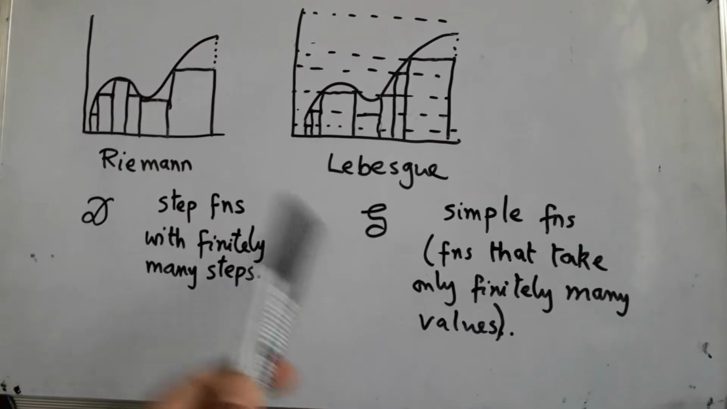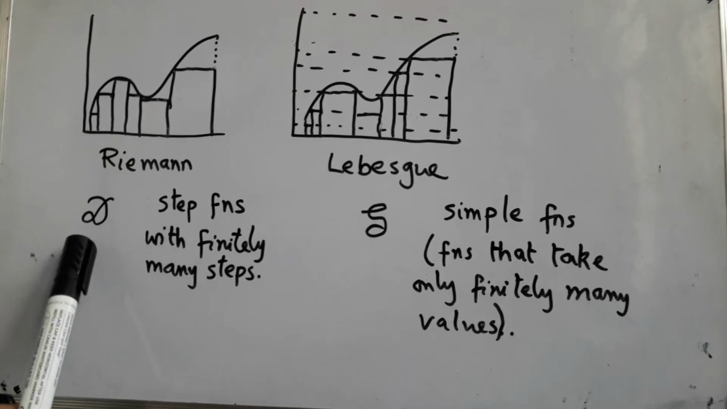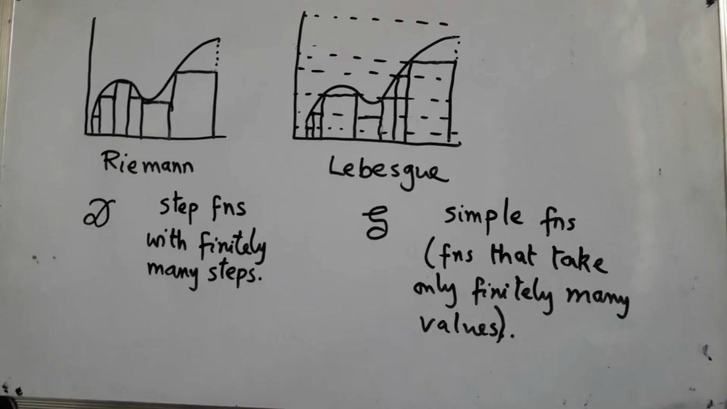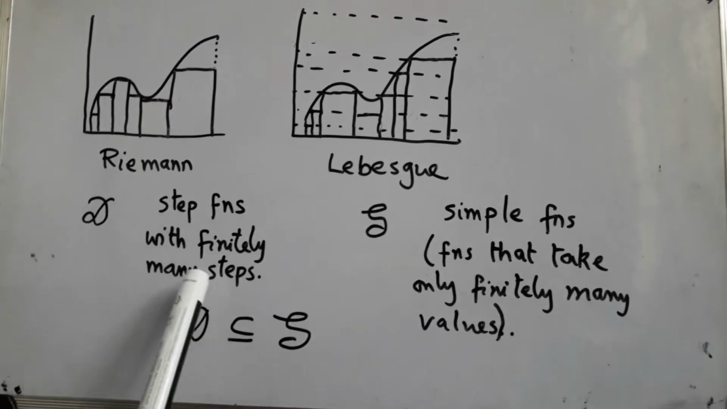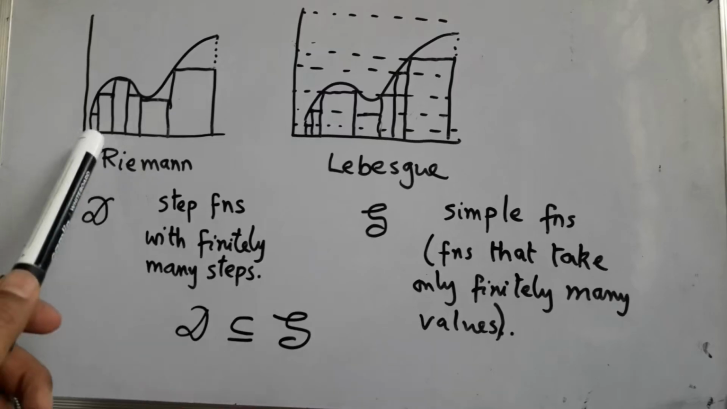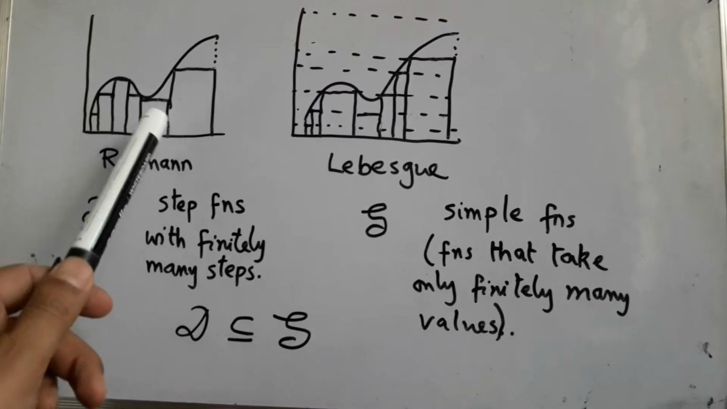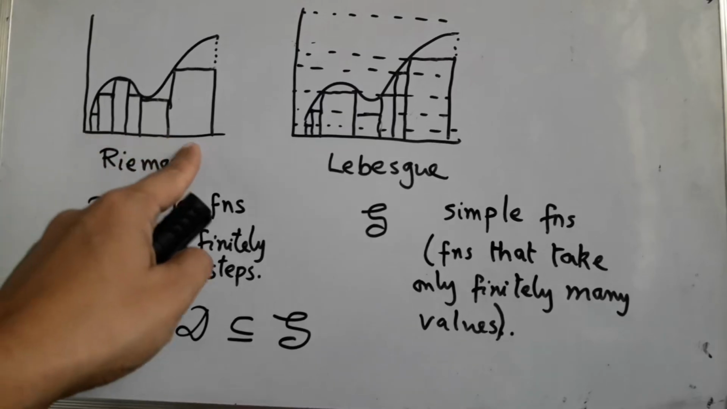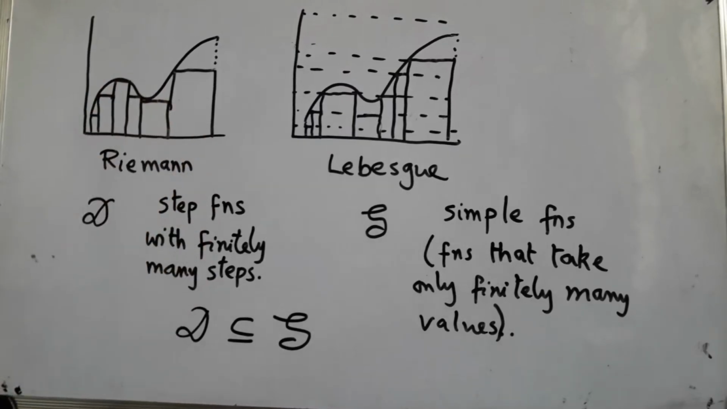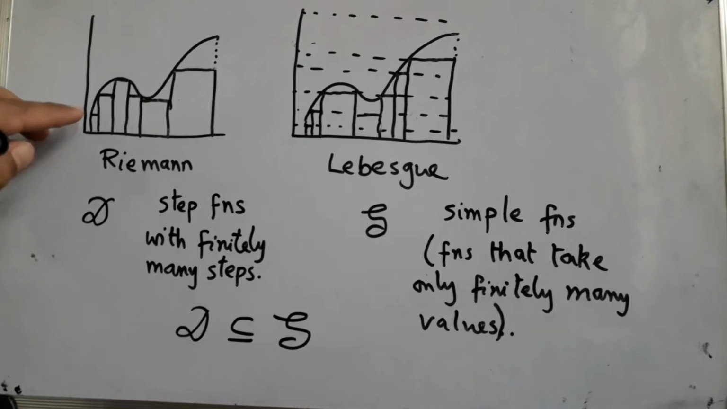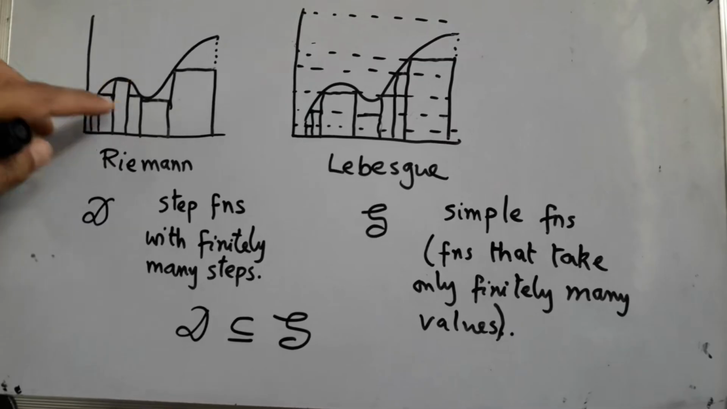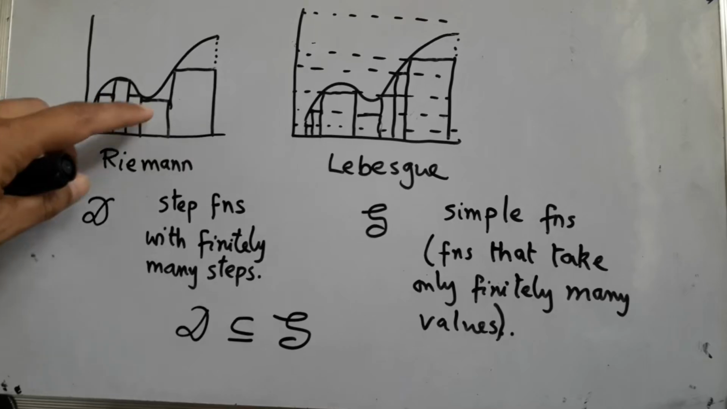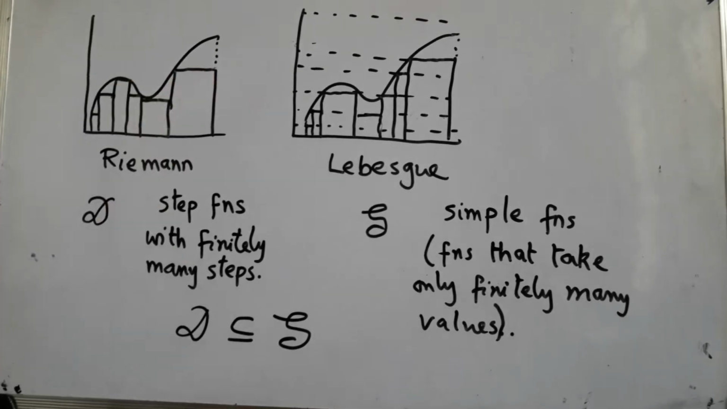What should be readily obvious is that script T must be a subset of script S, because if you take a step function with finitely many steps, then over each step it takes the same value, and since there are only finitely many steps, it can take only finitely many possible values. For example, in this case, this is one value, this is another, this is a third value. This step has the same height as this step, so they have the same value. This is another value and this is another value.